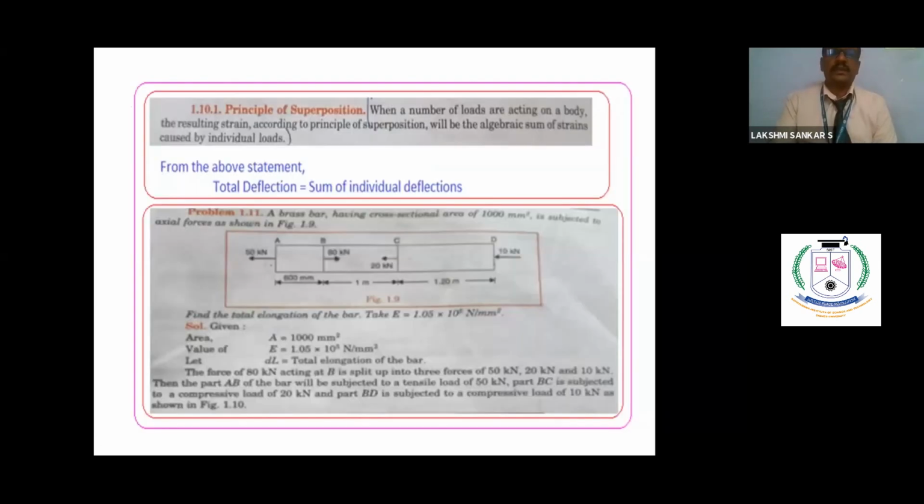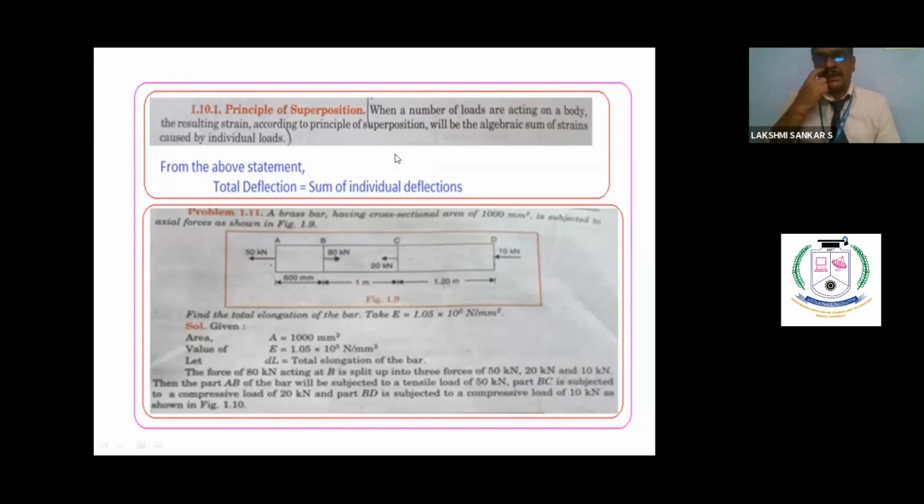Then another concept is called the principle of superposition. For example, there is a member with loads in between, and the load is changing in between also. How are we going to handle this type of system? This is done by the principle of superposition. When a number of loads are acting on a body, the resulting strain, according to the principle of superposition, will be the algebraic sum of strains caused by the individual loads.